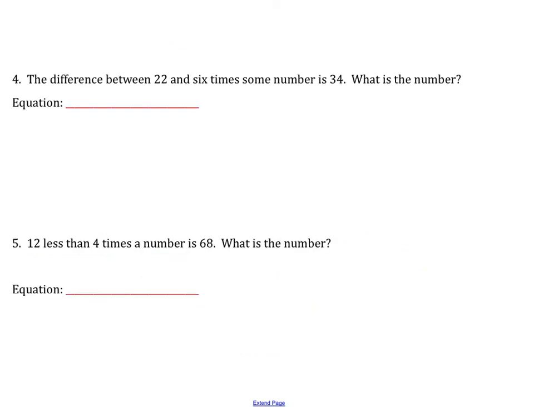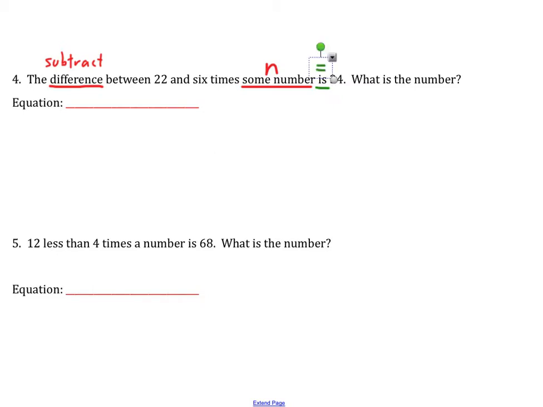Now we're going to work on translating word problems into equations. Like number 4, the difference between 22 and 6 times some number is 34. What is the number? So we're going to look for some of those key words. We see difference. That tells us we're going to subtract. Some number. We talked about how that is a number we don't know, so we're going to use a variable. I'll use n for number. Is. We talked about how that's equals.